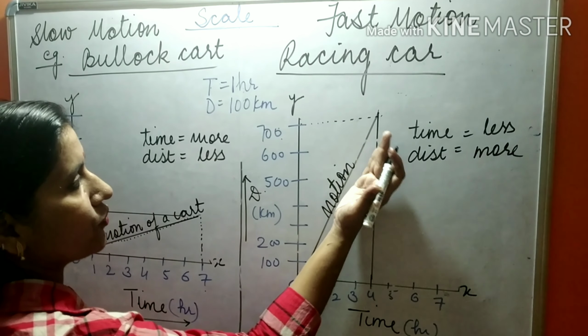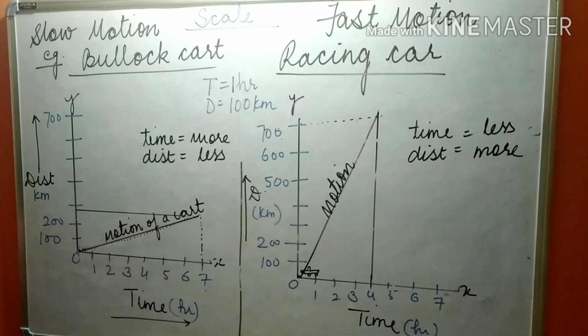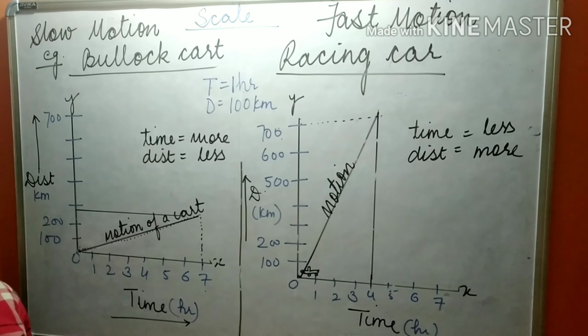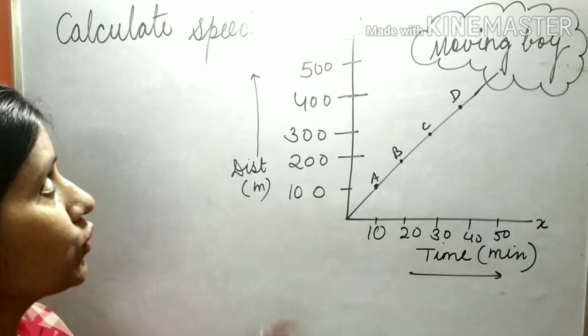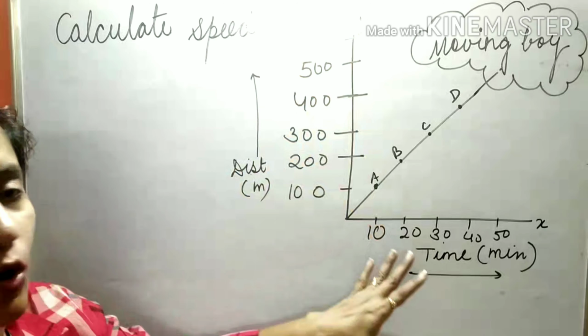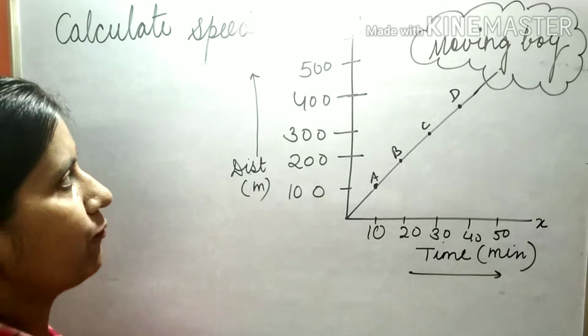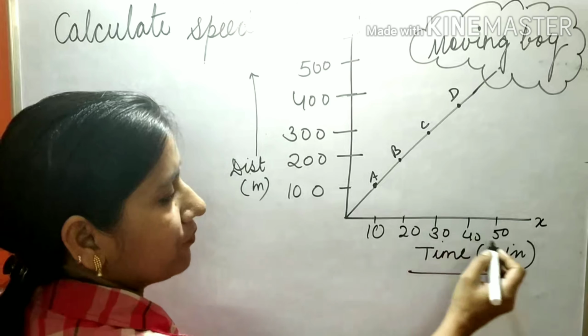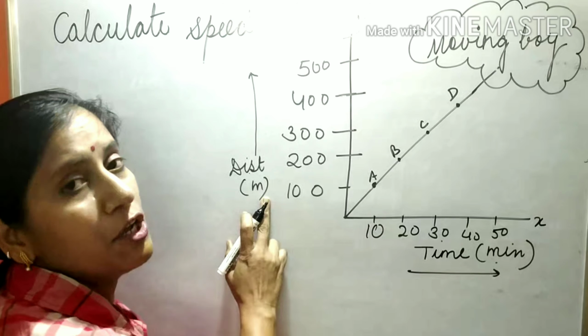Fine. So the graph is towards distance. So I hope you can easily understand the slow motion and fast motion. Now let's see how to calculate speed with the help of this graph. So I have plotted this graph. This is distance, time. So time I have taken in minutes and distance is in meters.